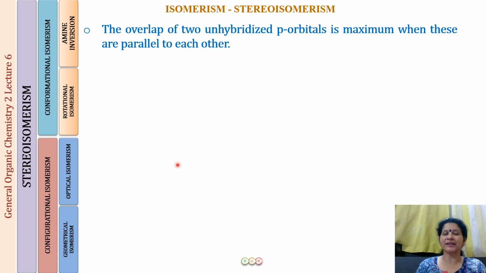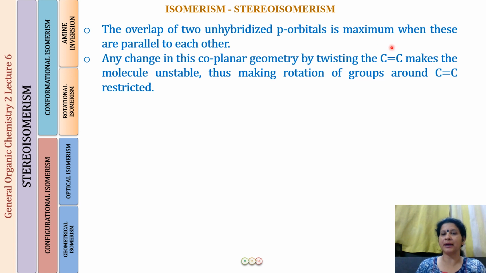So the story was, as the write-up was concerned, that we had the overlapping of the unhybridized p orbitals. This is going to be maximum when they are parallel to one another. If we try to twist the carbon-carbon double bond, like we did for the single bond, we will be making a change in the coplanar geometry. The pi bonds will not remain parallel to one another and there will not be an effective overlapping. This is going to make the molecule unstable. Thus, the rotation of the groups around the carbon-carbon double bond is restricted. I hope now you have got all this, right? So this is clear. Very good.